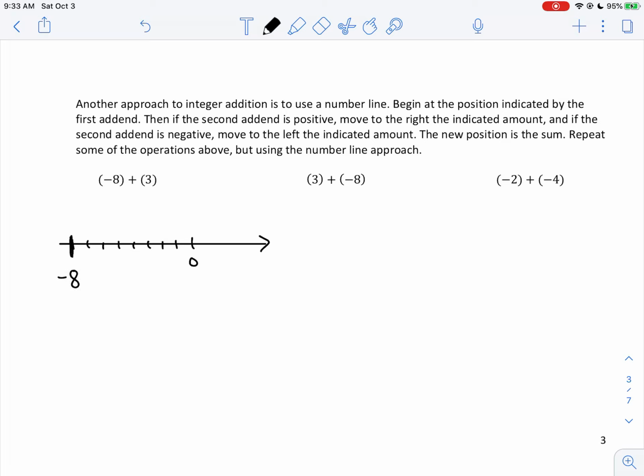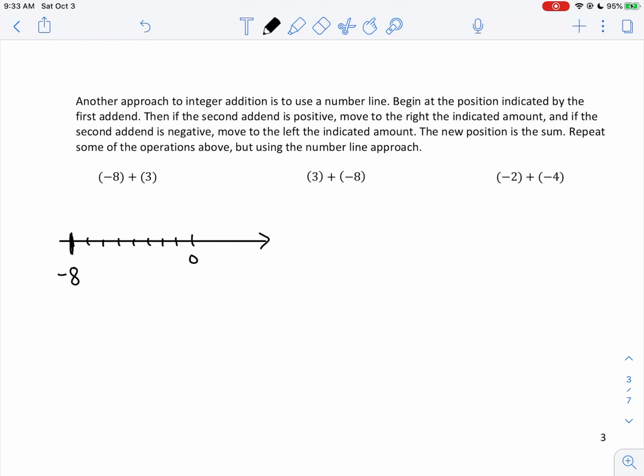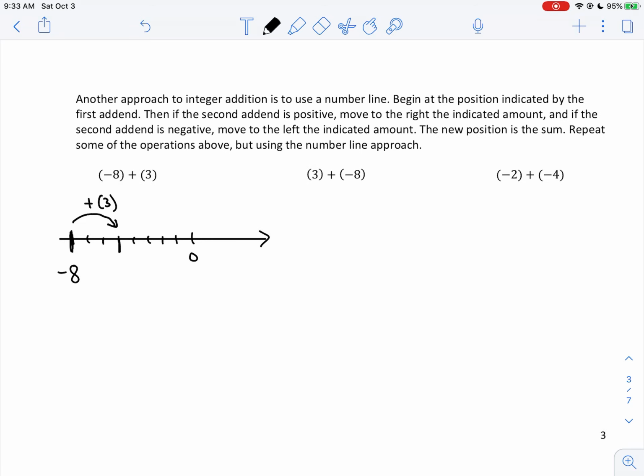We start at the first addend. Then if the second addend is positive, move to the right. So when I add 3 to -8, we go to the right 3 units. This is when we add 3, and that takes us to a position of -5.